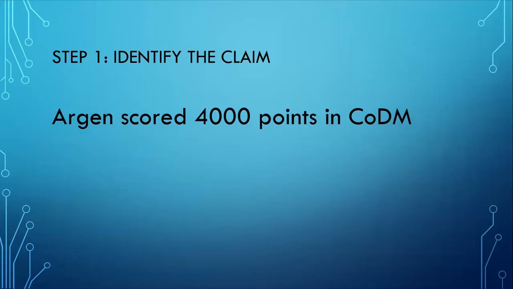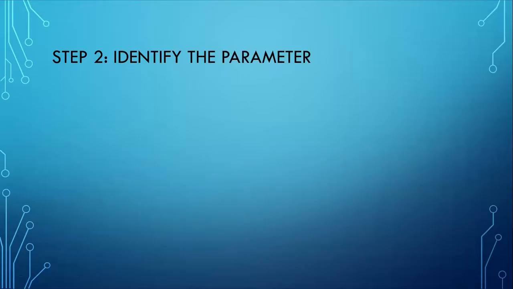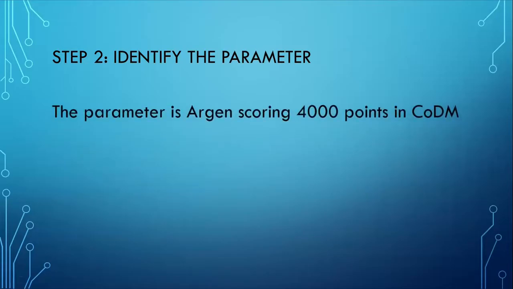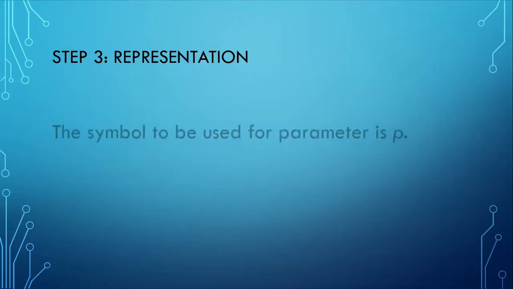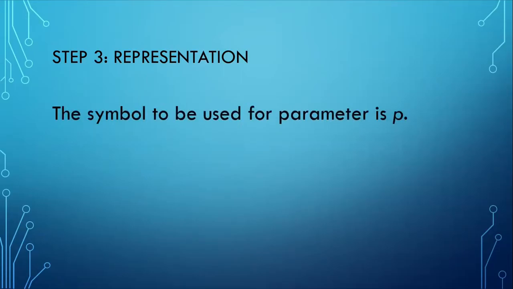The second step is to identify the parameter. Kailangan nating i-identify kung ano ba ang parameter natin. Ang parameter natin is that Arjen scored 4,000 points in CODM. Step 3, i-represent natin ang parameter via symbol. So the symbol to be used in a parameter is P.